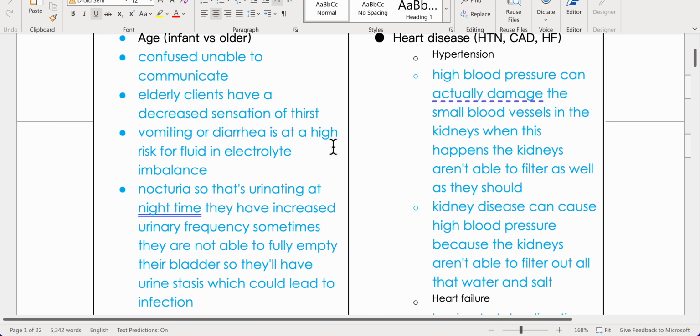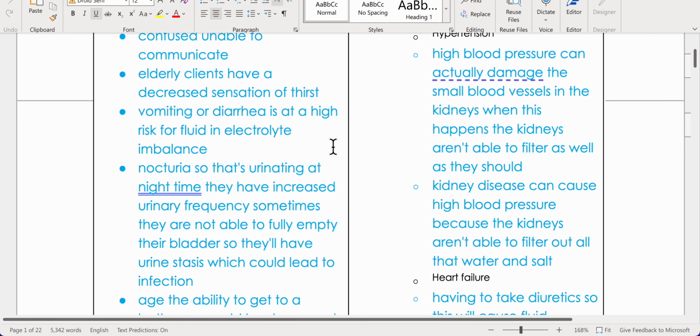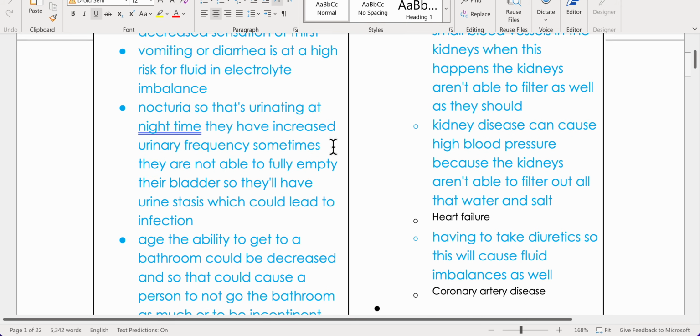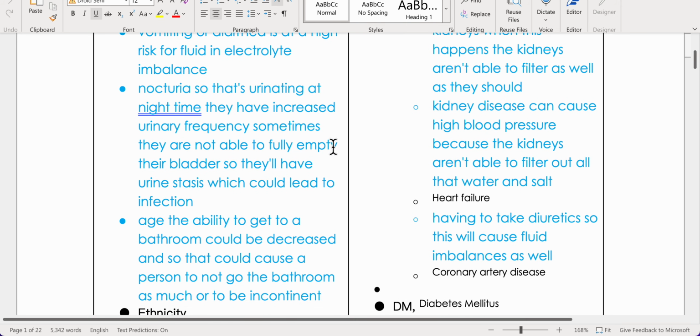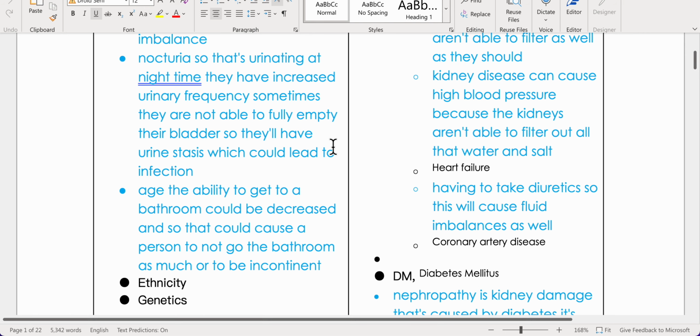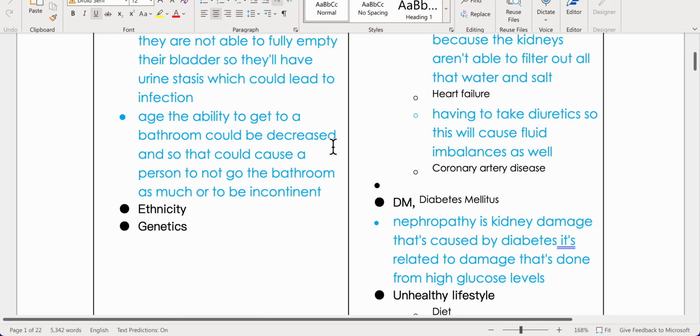Vomiting or diarrhea puts a client at high risk for fluid and electrolyte imbalance. Nocturia, urinating at night, means increased urinary frequency. Sometimes clients are not able to fully empty their bladder, so they'll have urine stasis, which could lead to infection. With age, the ability to get to a bathroom could be decreased, so a person may not go to the bathroom as much or may be incontinent.